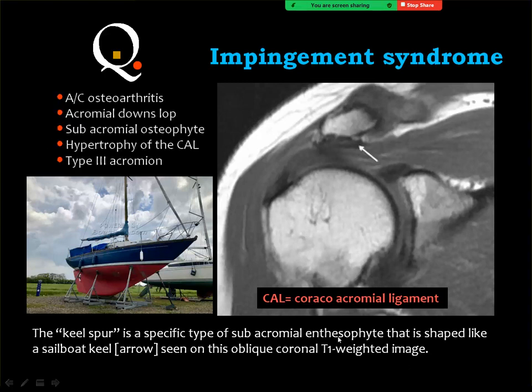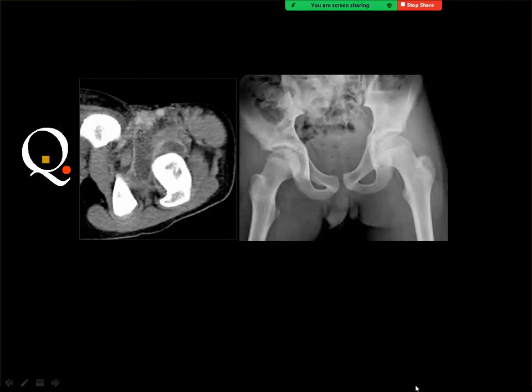The causes of impingement syndrome at the region of the acromioclavicular joint include: number 1, acromioclavicular osteoarthritis; number 2, acromion down slope compared to the level of the clavicle; number 3, subacromial osteophyte, which is exactly similar to hypertrophy of the coracoacromial ligament; and number 5 is the type 3 acromion with anterior hook. So many of these factors can cause impingement and consequently can cause supraspinatus tendinopathy.